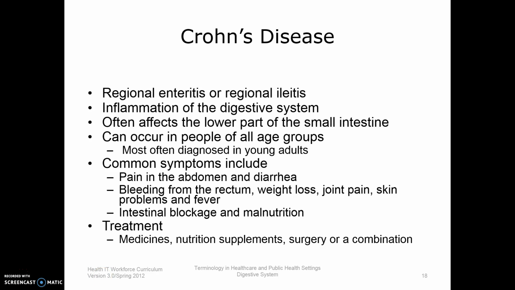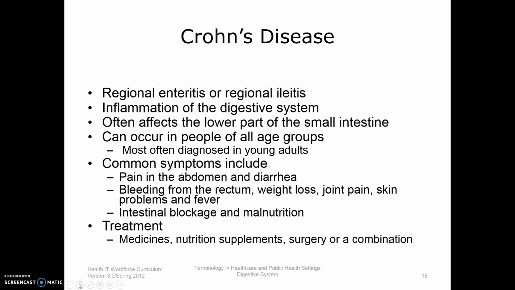The third digestive system disorder we'll discuss is Crohn's disease. Crohn's disease is also called regional enteritis or regional ileitis. Crohn's disease causes inflammation of the digestive system. It can affect any area of the GI tract from the mouth to the anus. It most commonly affects the lower part of the small intestine called the ileum. However, it is common for other parts of the GI tract to be initially affected. For example, 25% of the patients experience disease in their colon or large intestine.